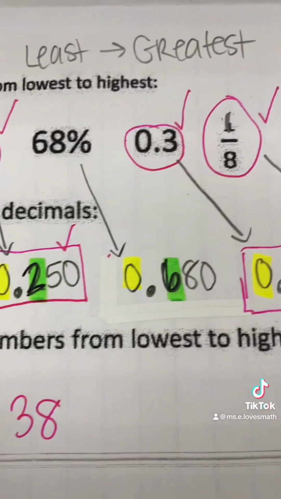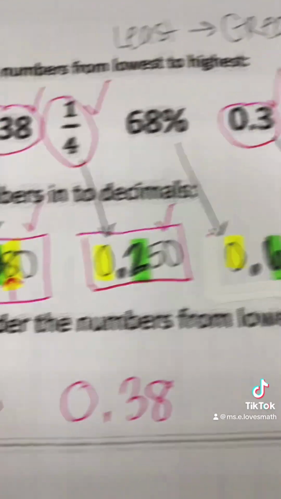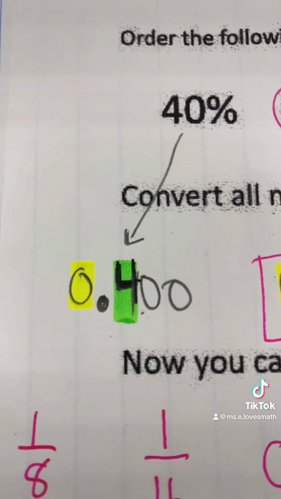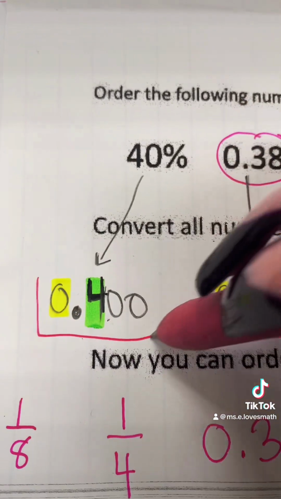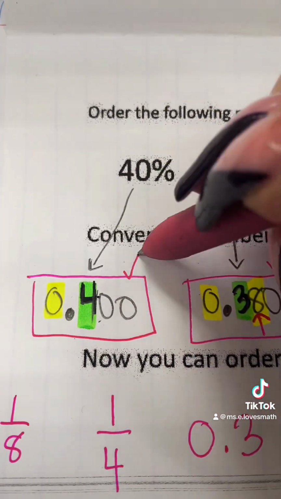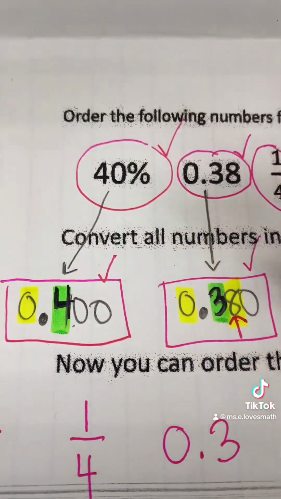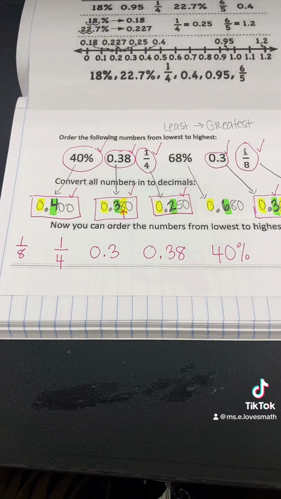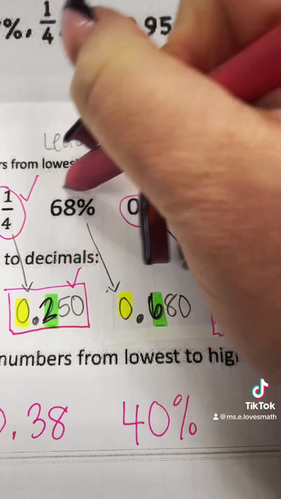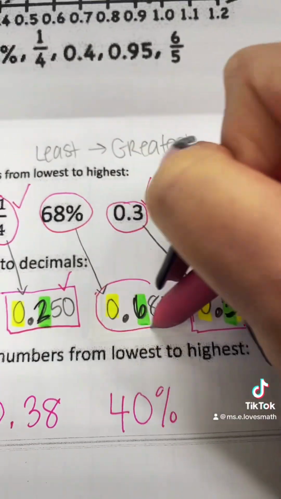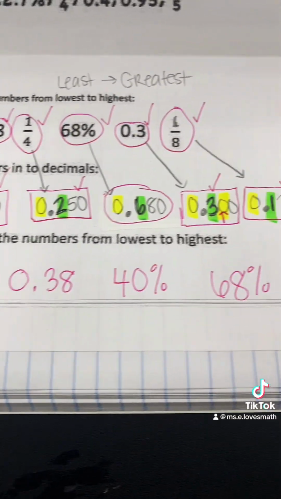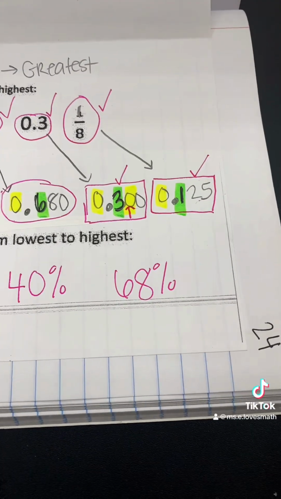Going back to the remaining numbers, we only have 2 left. We have a 0.4 and a 0.68. Looking for the smallest, 0.4 is going to be our next number in order. That means we need to put 40% in our answer next. So here's our answer so far. The only number we have left is 68%, which means this is our greatest number. We now have our final answer of everything in order from least to greatest.